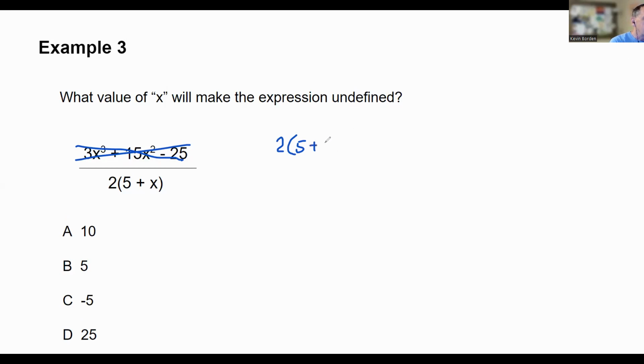2 times 5 plus x equals 0. We're going to start out by dividing both sides by 2. Kind of doing PEMDAS in reverse. And that leaves us with 5 plus x equals 0 divided by 2. Anything that we divide into 0 is still 0. And then finally, we will subtract 5 from both sides. And we get x is equal to -5.